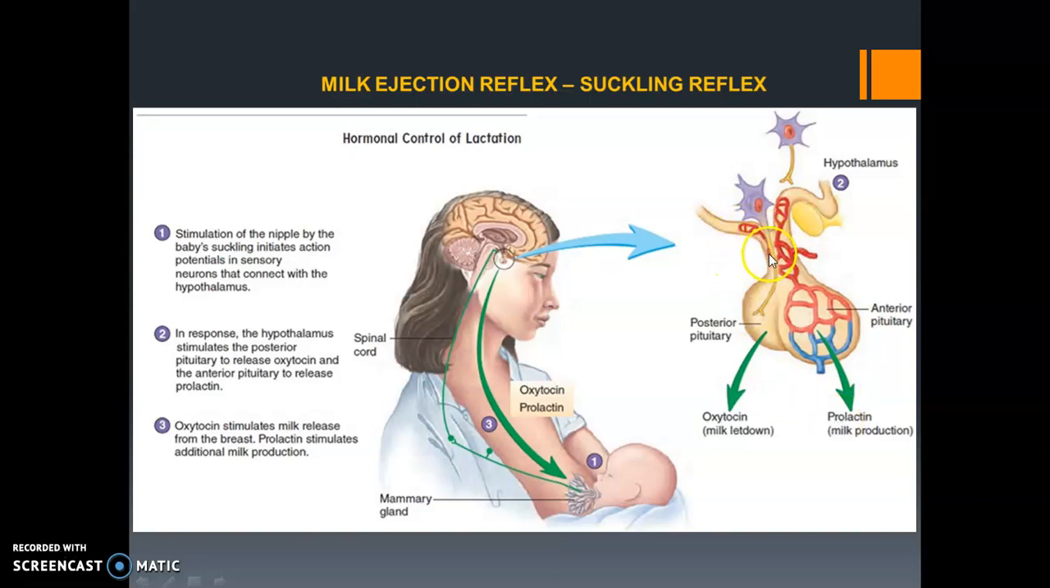Then the hypothalamus also produces the oxytocin, and this oxytocin is carried to the posterior pituitary gland, and the posterior pituitary gland releases the hormone oxytocin. And the oxytocin will cause the release or ejection of milk from the alveoli into the mouth of the child, which is called milk ejection or milk let down. So prolactin causes the synthesis and secretion of milk, and oxytocin causes the ejection of milk or the milk let down. So that is about the hormonal control of lactation.